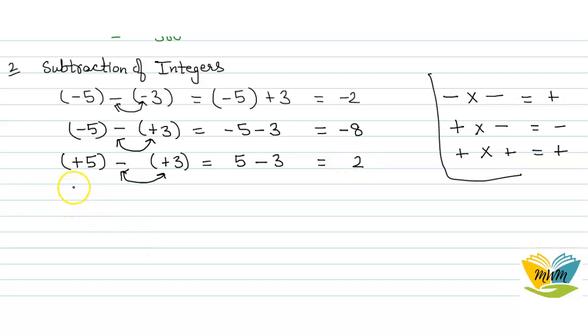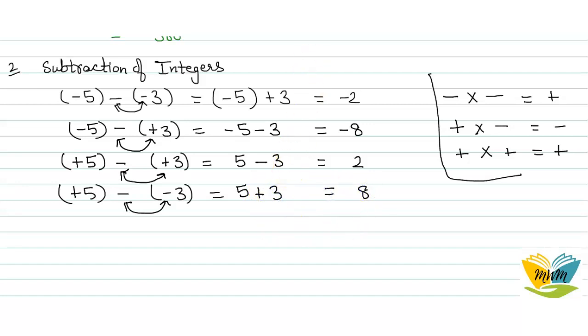Now again 5 is of positive symbol, minus minus 3. Again we will combine these two symbols. So we get 5 minus and minus. Minus and minus means plus. So 5 plus 3 is 8.